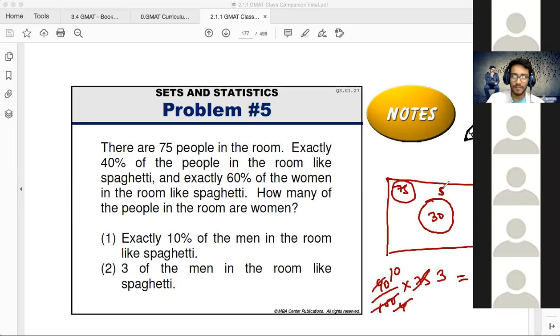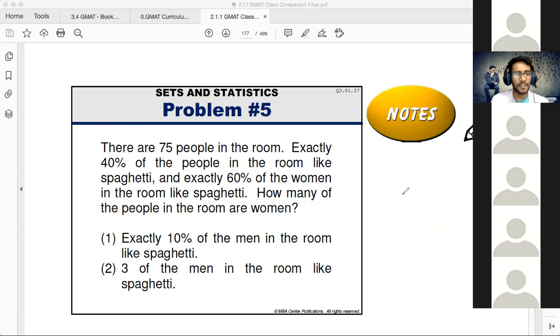S, I'll take. And exactly 60% of the women in the room like 45 people. Oh, sorry. Exactly 40% of the people. Okay, there can be men and women. Oh, okay, one second. Then my figure is wrong.